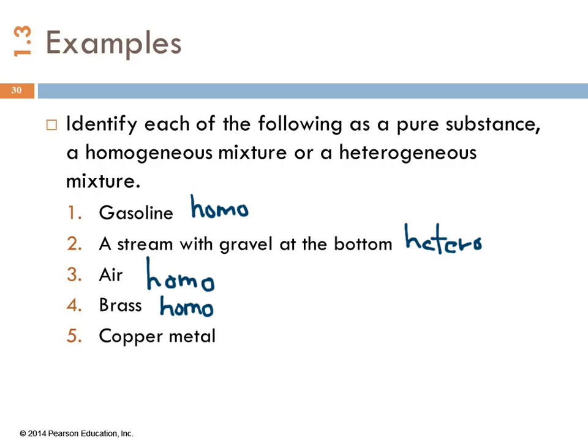How about copper metal? This one's a trick. It's an element, it's not a mixture. Ooh. Copper is an element. Because it's an element, it must be homogeneous. So if we had to choose homogeneous or heterogeneous, like maybe on Mastering Chemistry and it was making you pick, you would choose homogeneous, but it's not a mixture.